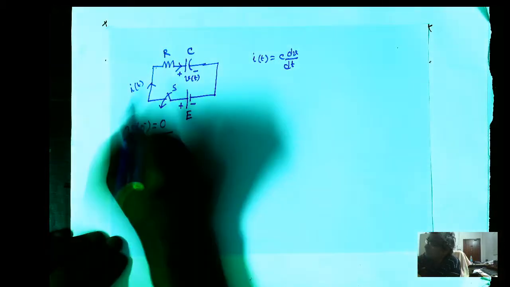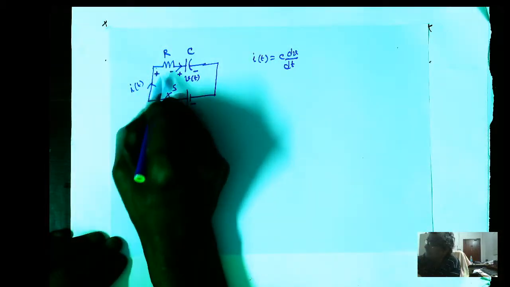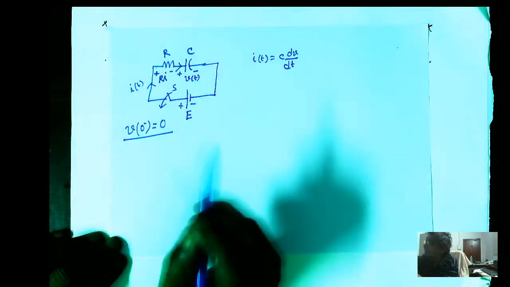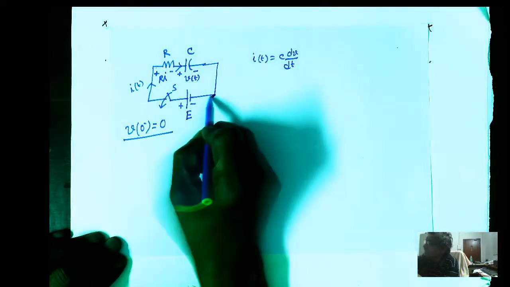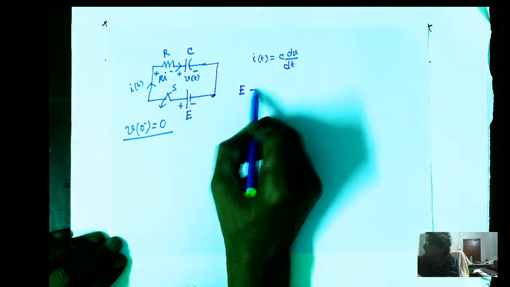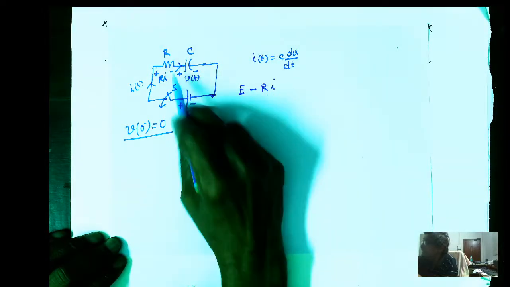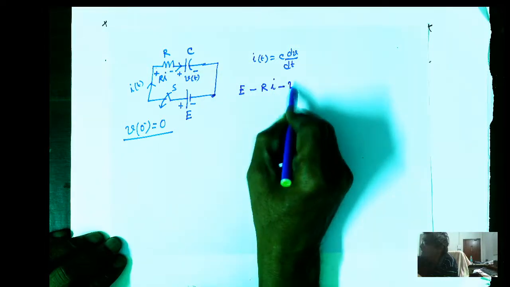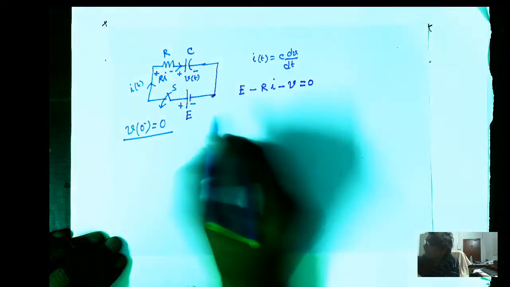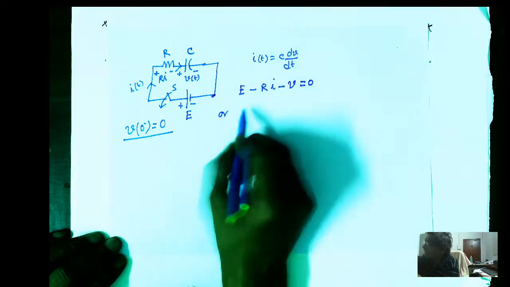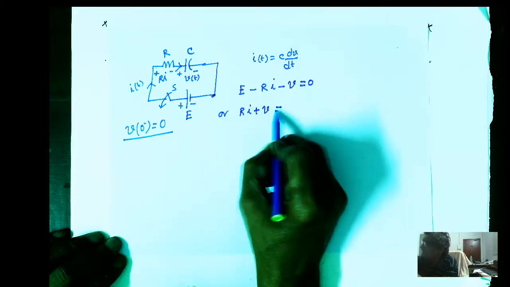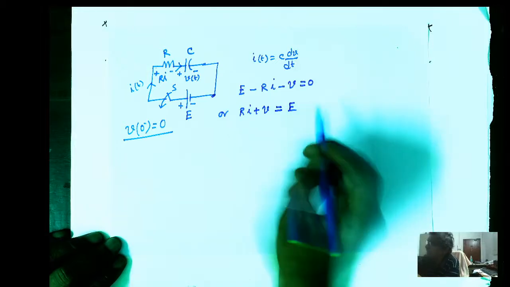Therefore, the voltage drop across the resistance is Ri. Then I will apply the KVL rule. So I start from this point, from this to this plus E, from this to this minus Ri, and from this to this minus V(t), the voltage across the plate of the capacitor at any time t, and that must be 0. Or what you can say is this: Ri plus V equals E. So just do like this.